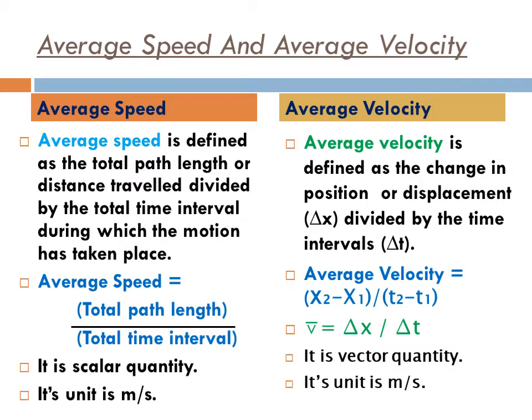And average velocity is defined as the change in position, or displacement, divided by the time interval. Its formula is given here: delta x divided by delta t. Average speed is a scalar quantity and average velocity is a vector quantity. But both average speed and average velocity have the same unit, that is meter per second.